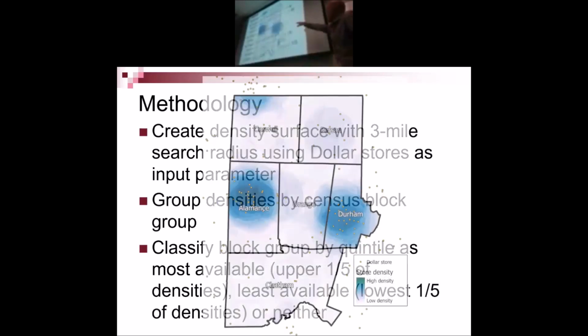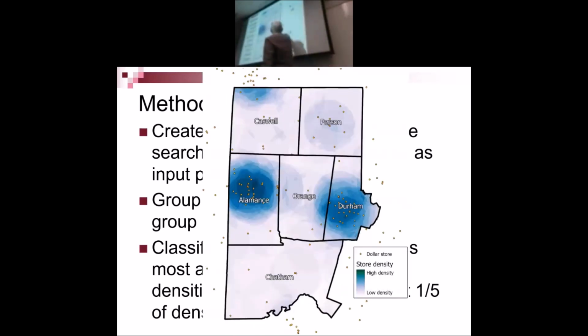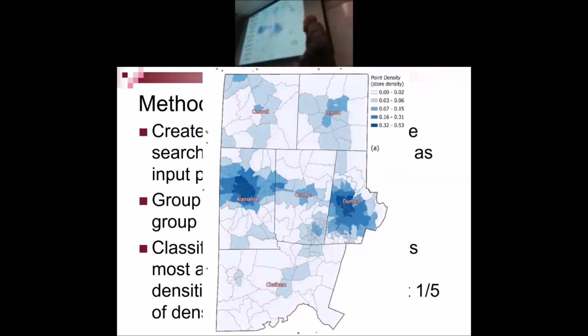And basically, this is what it looks like. This is what this map looks like. So you can see these areas which are darker have a higher density of Dollar Generals compared to these areas that are lighter. And then now we can kind of group these by block groups, which are subdivisions of census tracts.